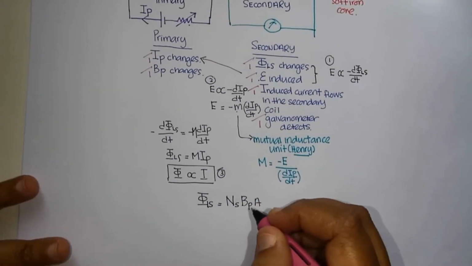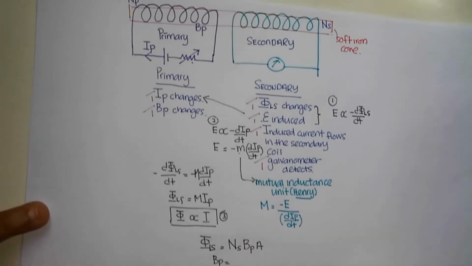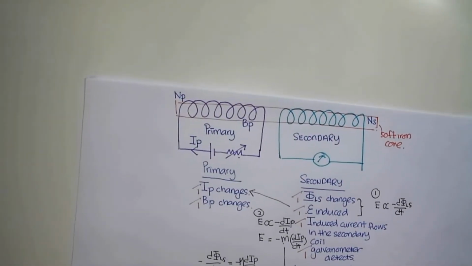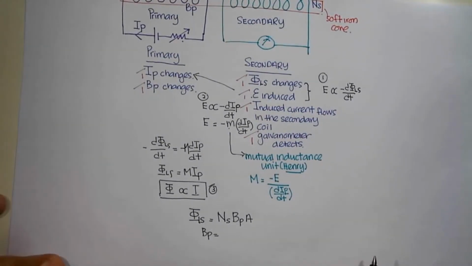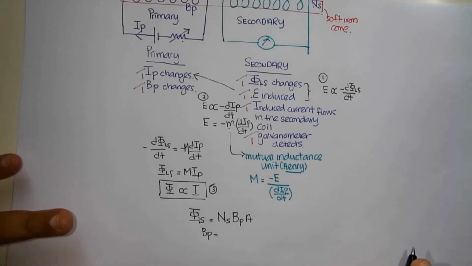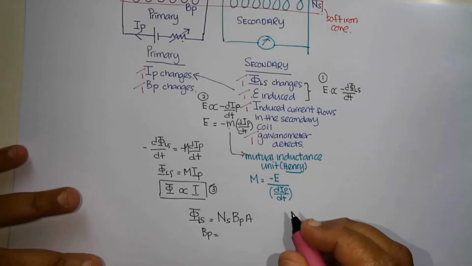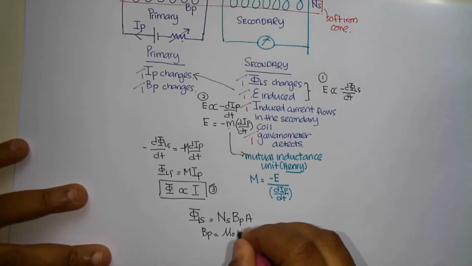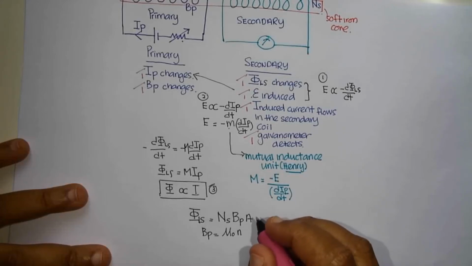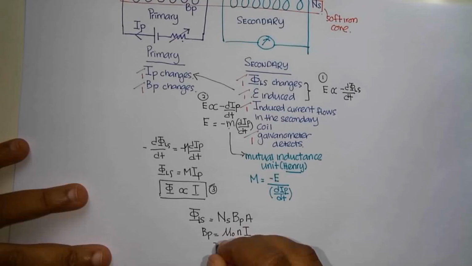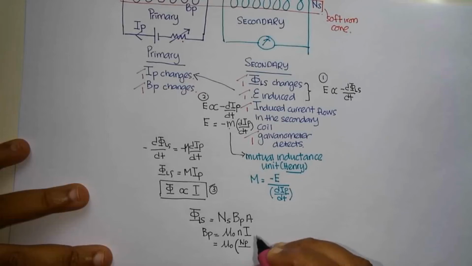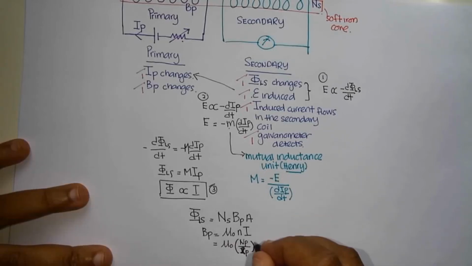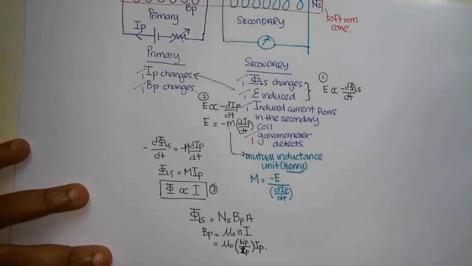Then we know that BP, because this is a solenoid, so if you look back at your previous class, you will realize that the formula for the magnetic field strength in the primary coil will be mu naught N times I. To specify, N is the number of turns per unit length, so it will be NP over length LP, times IP. How do I get that?